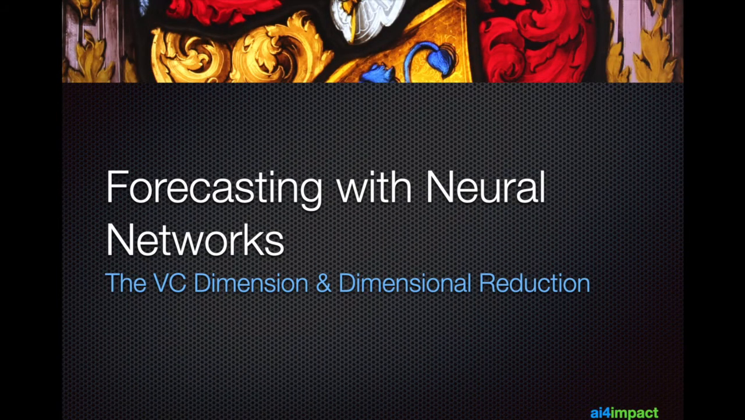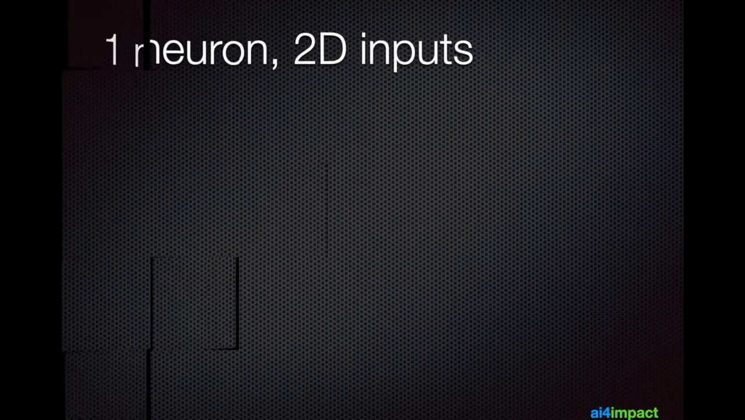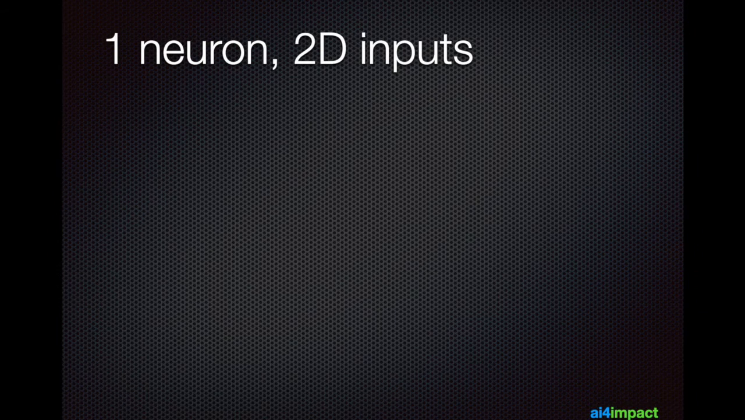In the next section, I'd like to talk about the VC dimension and dimensional reduction. The Vapnik-Chervonenkis dimension, or VC dimension, is simply the maximum number of binary clusters that you can separate using your neural network setup. Let's look at one example. Let's say we have a single neuron with 2D inputs like before. We can have one cluster and a second one because this is a binary clustering problem.